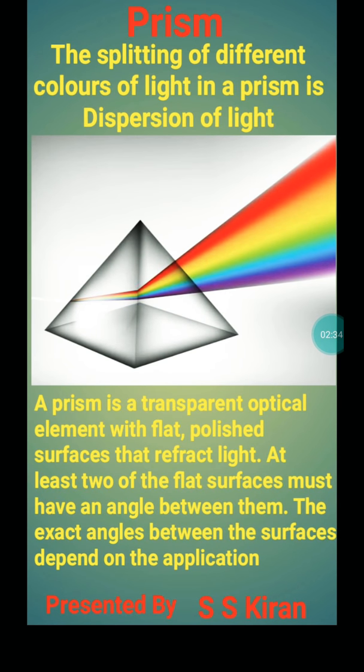The next discussion: prism. The splitting of different colors of light in a prism is dispersion of light. A prism is a transparent optical element with flat polished surfaces that refract light. At least two of the flat surfaces must have an angle between them. The exact angles between the surfaces depend on the application.